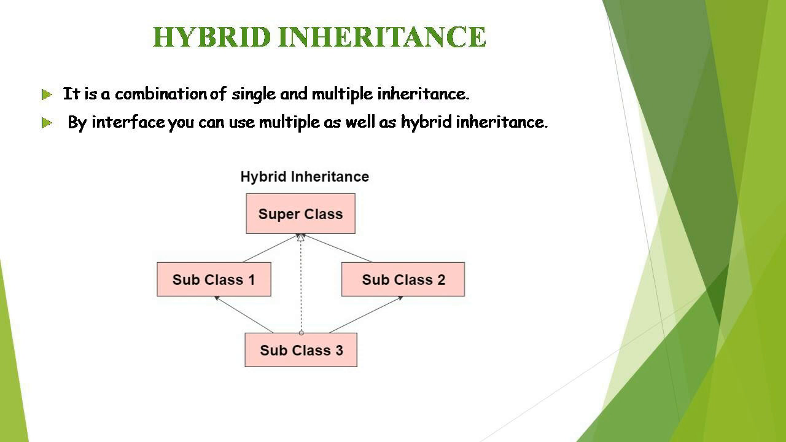Now here we can see a point, that is, by interface you can use multiple as well as hybrid inheritance. These two inheritances in Java are used by interface properties.